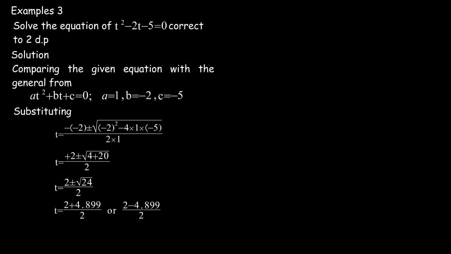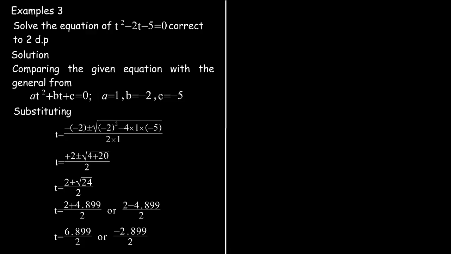Now the square root of 24 is 4.899, so it will make t equal to 2 plus 4.899 divided by 2, or 2 minus 4.899 divided by 2, which will be equal to 6.899 divided by 2, or minus 2.899 divided by 2. Dividing, this will be equal to 3.449 or minus 1.449, which is approximately 3.45 or minus 1.45 to 2 decimal places.